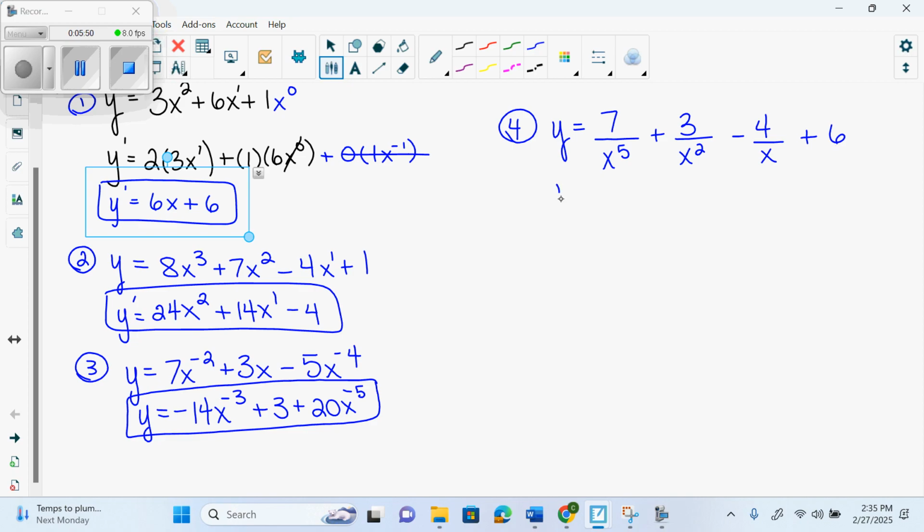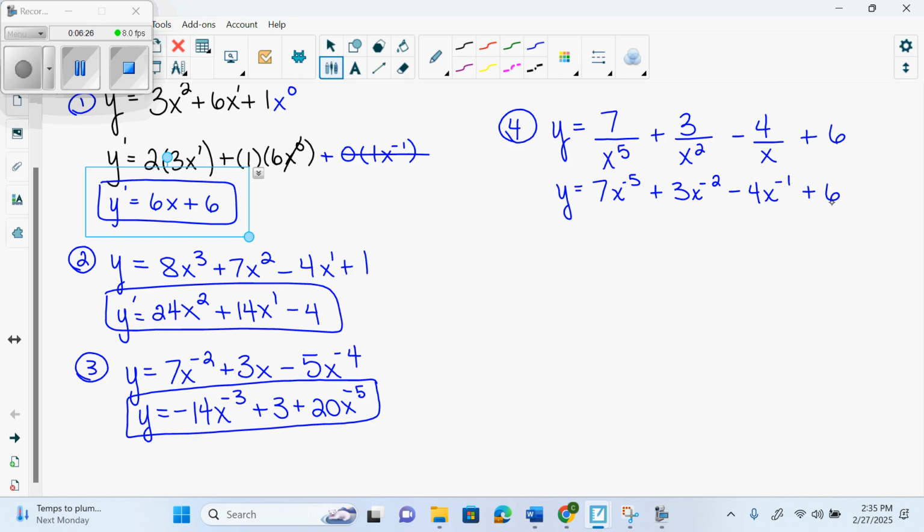So I'm going to rewrite this before, and I don't put y prime. Some people put y prime and they just move those up. You haven't done the derivative at all. You're rewriting it in a different way. Okay, so it's still y equals 7x to the negative 5 plus 3x to the negative 2 minus 4x to the negative 1 plus 6. So I don't have y prime at all, right? I just have y equals. Do you agree? All I did was rearrange those x's. I didn't do the derivative at all.